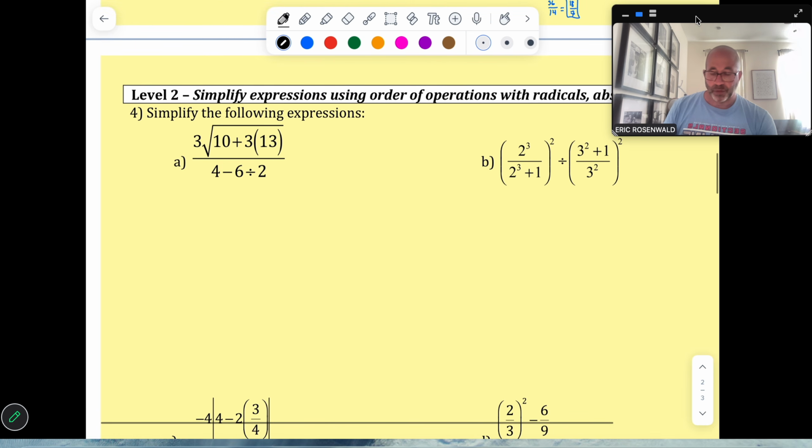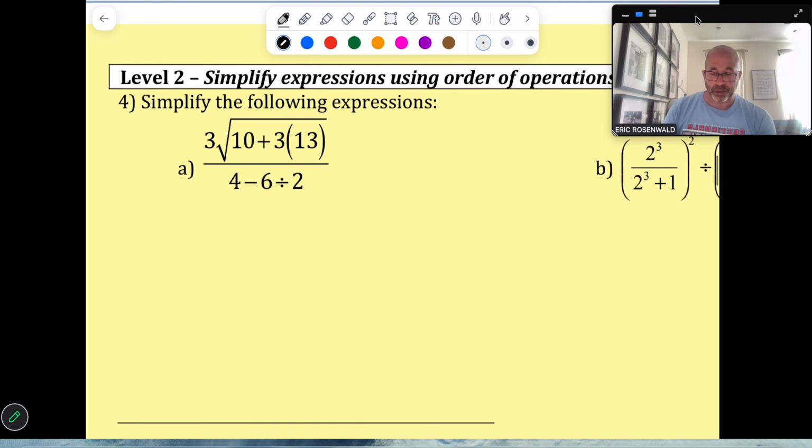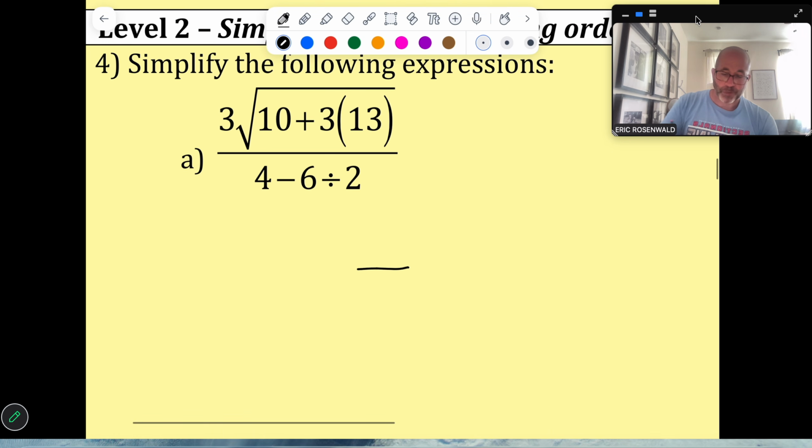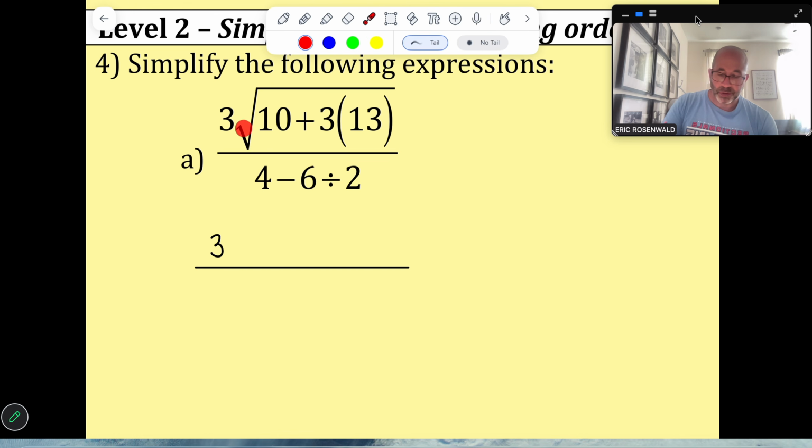All right, next ones. We're moving on to level 2 questions. We're going to kind of speed things up here a little bit, all right? So we see a square root symbol right here. That means we're going to do everything on the inside first because that's the grouping that's going to happen there.